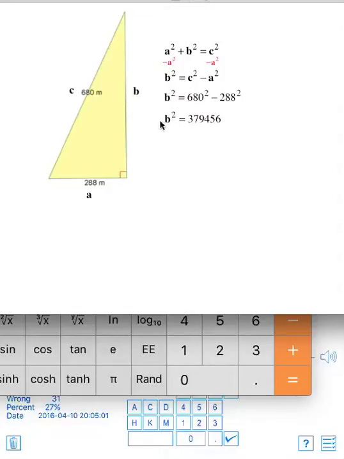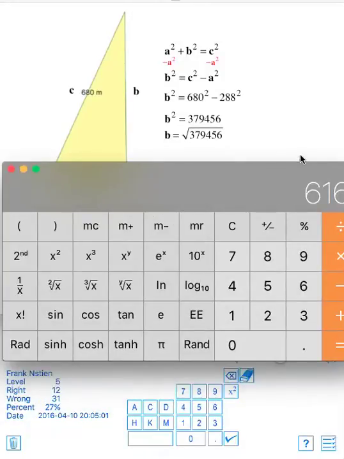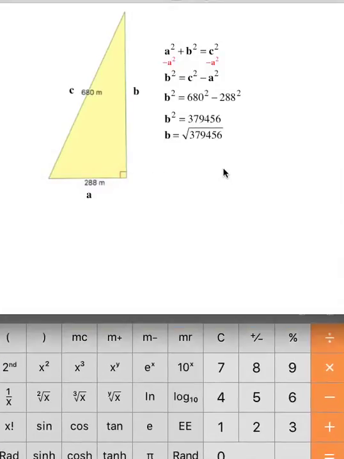So to get b alone, I'm going to take the square root. Okay, the opposite of squaring something is taking the square root. So I'm going to take the square root of both sides. So I'm going to get b is equal to the square root of 379,456, which is, and then square root. And 616 is our answer. So b is 616 meters.